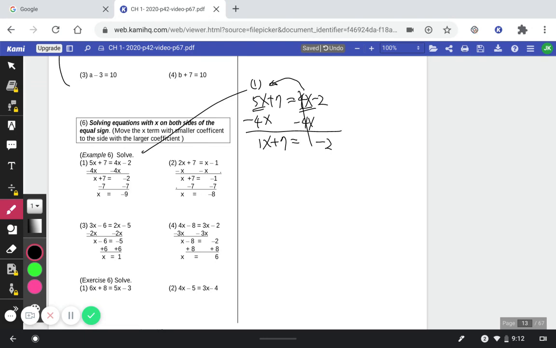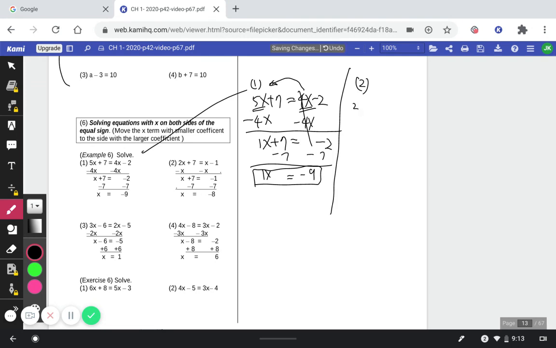And then you continue until you get an x on the left side alone. So you try to remove plus 7, so minus 7 on both sides. So 1x, or x, becomes negative 9. So that's how you solve an equation like this.